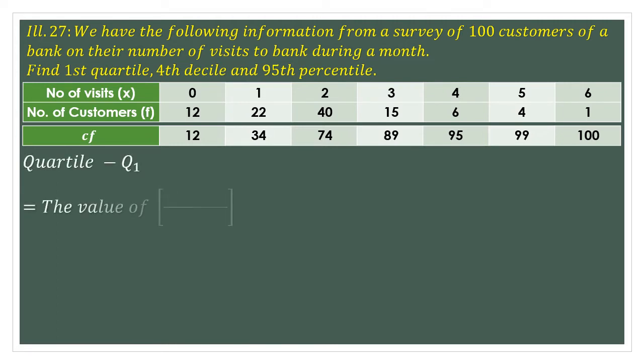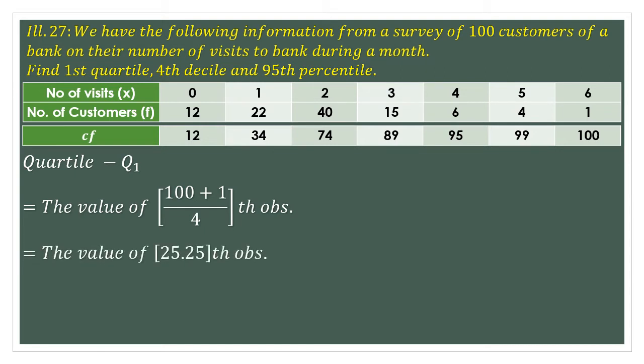Because it's discrete data, we just need to find the value of (100 plus 1) upon 4th observation. Now 100 plus 1 is 101, upon 4 is 25.25th observation. As you can see here, the 25.25th observation falls under the CF 34. So that CF is 34 and the value of X in front of 34 is 1. So the value of the first quartile will be 1. If you don't write this, your answer is incomplete. You can't stop at CF. You need to write down the answer perfectly.